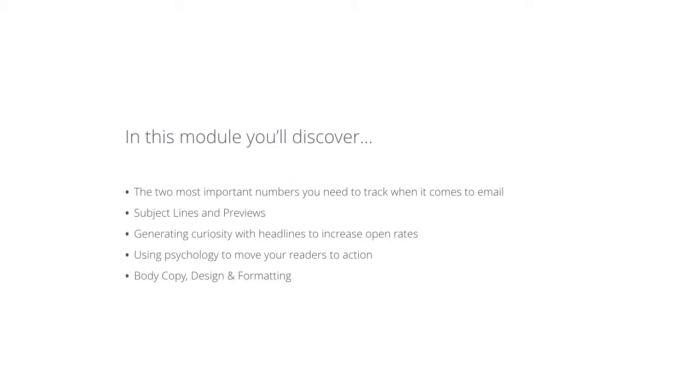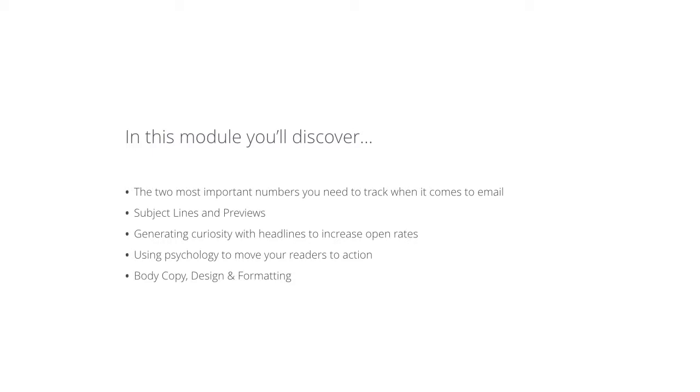In this module, you'll discover the two most important numbers you need to track when it comes to email: subject lines and previews, generating curiosity with headlines to increase your open rates, using psychology to move your readers to action, and body copy, design, and formatting.